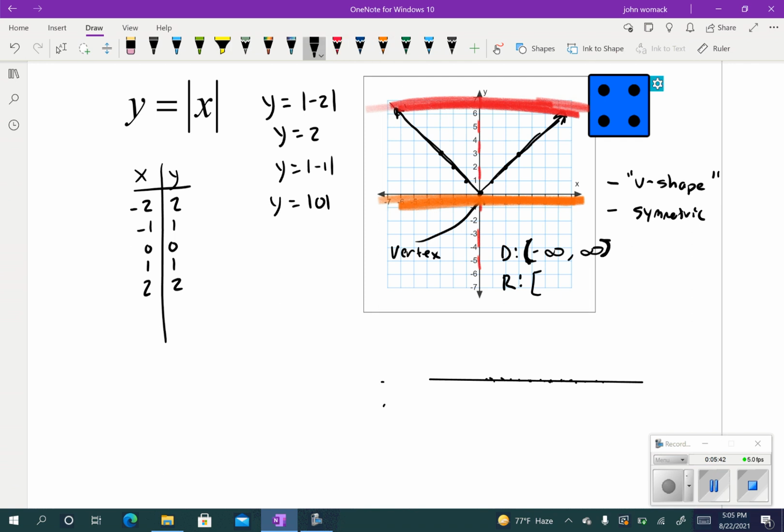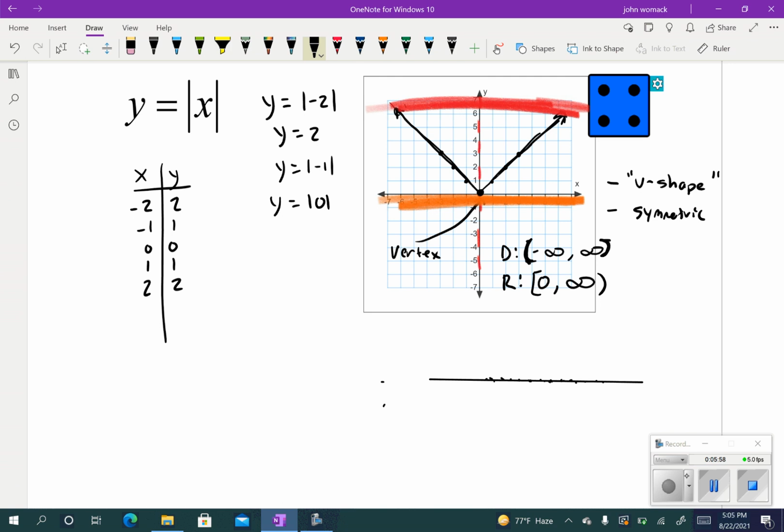So my range is going to go from 0, and I do a square bracket because it actually touches at 0. That's what the square bracket means, it includes that point. And then it keeps going up forever, so it goes to infinity. So hopefully you remember what you've learned previously.